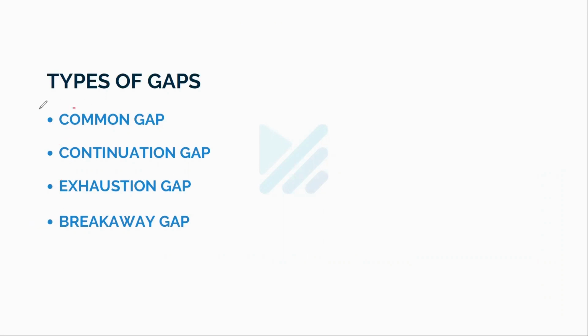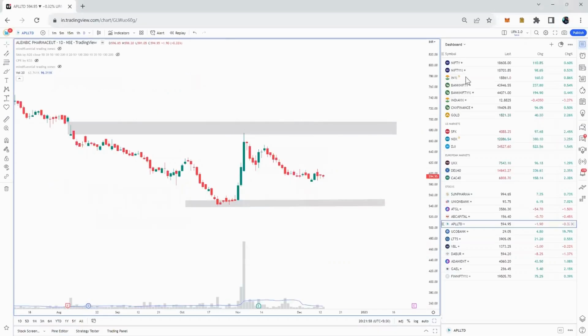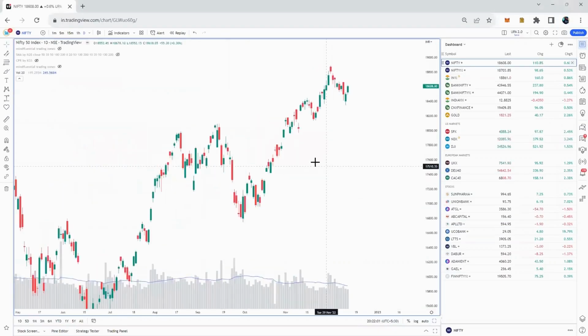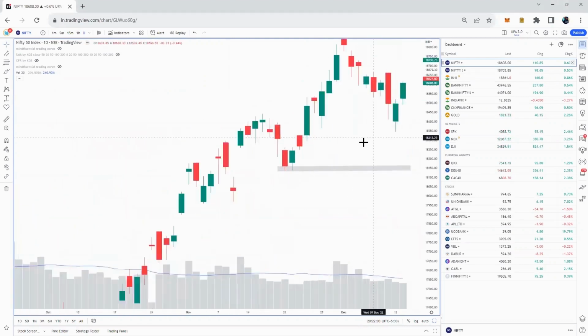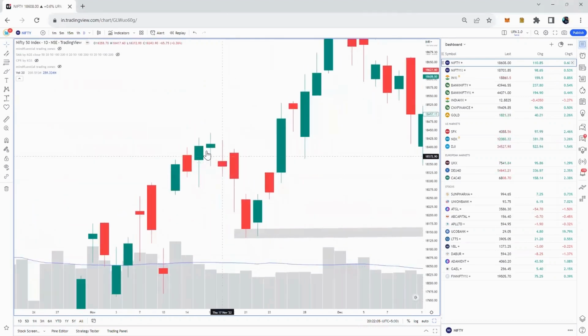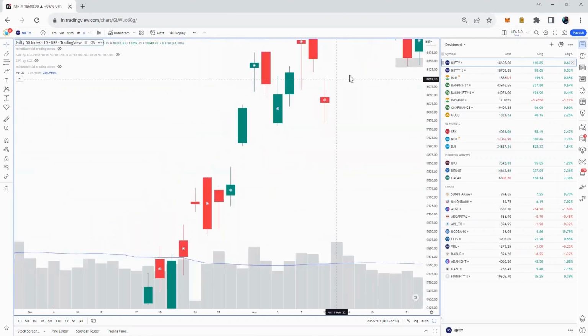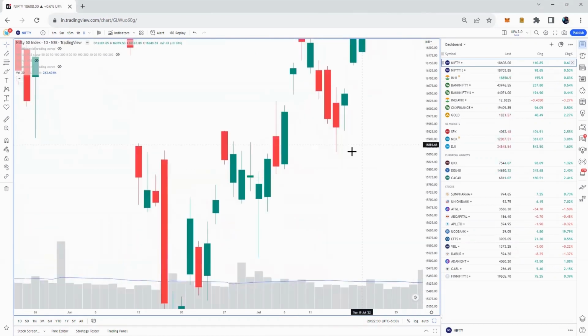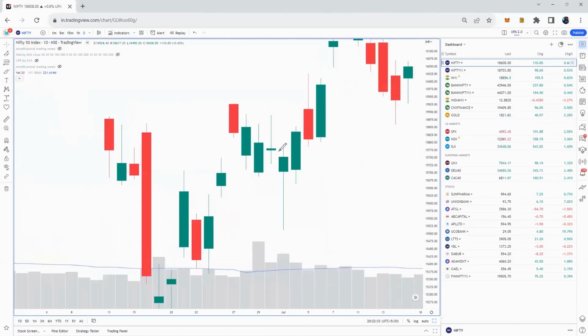Now a common gap. Common gap means it keeps forming, like 20 points upside or 20 points downside. It's a very common thing. You need not give much importance to that. For example, if you go to Nifty, sometimes you see the gap is there, but it is very, very minor. For example, from here to here, there is a gap. Or let me show a very minor gap. So here, from this level to this level, there is a minor gap down that happened.